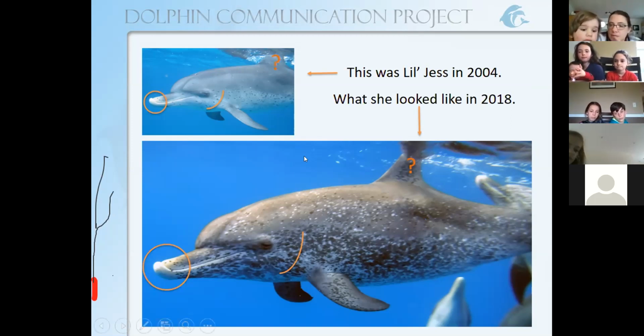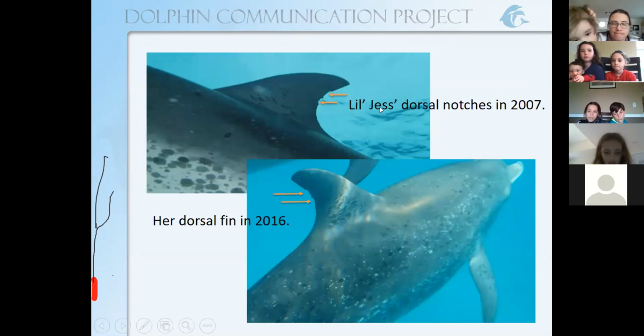Let's look a little closer at the dorsal fin. Maybe, there it is. So these are little Jess's dorsal fin notches in 2007. You see those two notches? They're not very deep, but she won't grow them back. She won't fill in those notches. And here she is in 2016, and you can still find those notches.